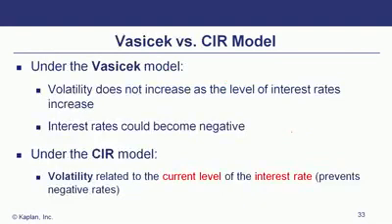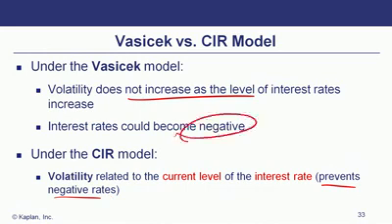Let's see, Vasicek model, volatility doesn't increase with the level of interest rates. With CIR, volatility does relate to the current level of interest rates, and effectively what that does is prevent interest rates from becoming negative in our model. So interest rates could become negative up here in Vasicek. Good enough?